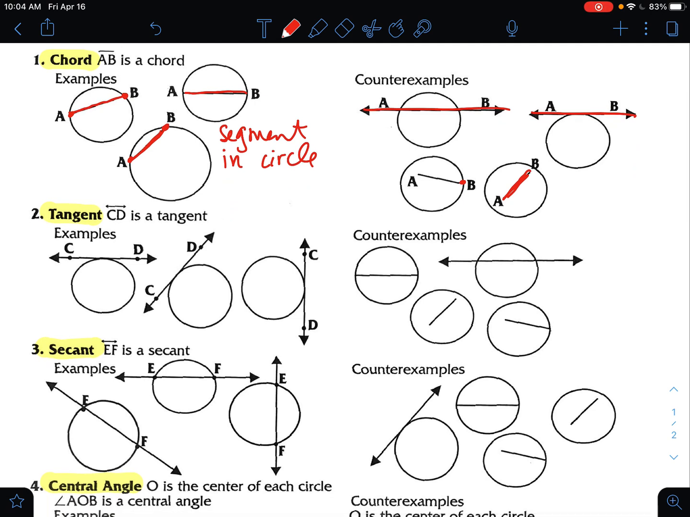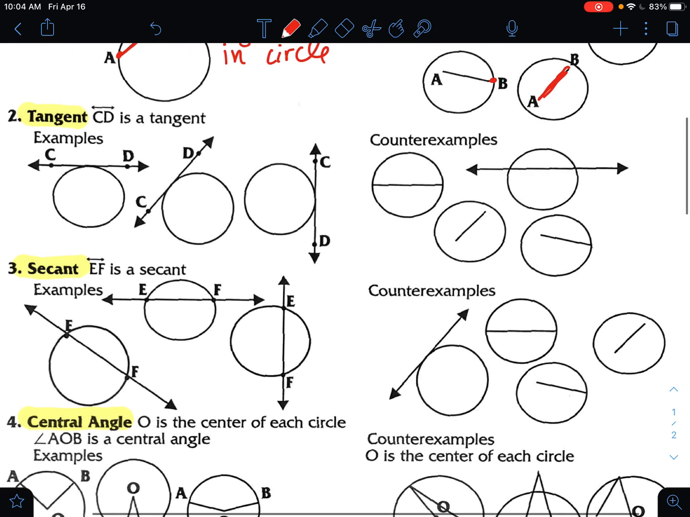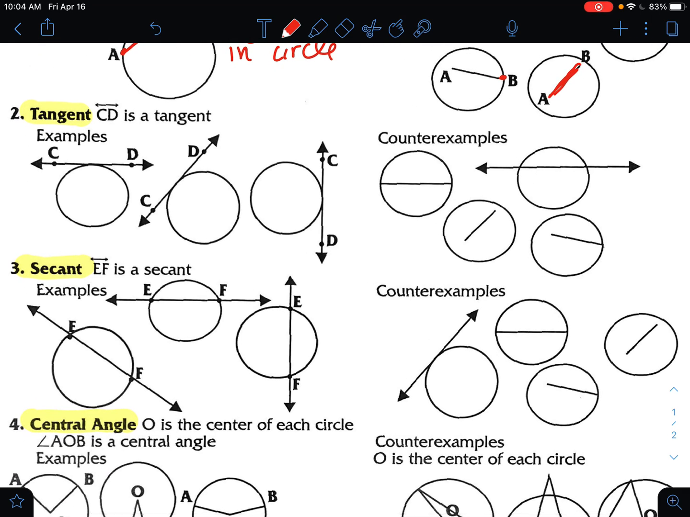All right, I want you to do the same on tangent. Pause the video, look at the examples and the non-examples, and let's see if we can come up with a brief, informal definition. What I want you to see on the examples is that a tangent never goes into the circle, whereas these counter examples show it going through or inside. The other thing I want you to see, I'm going to put a point right here, is that it is touching the circle at one spot.